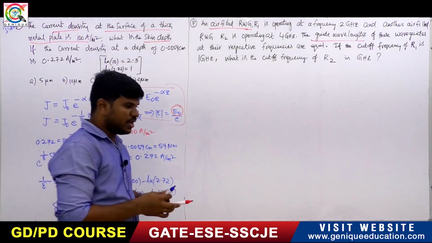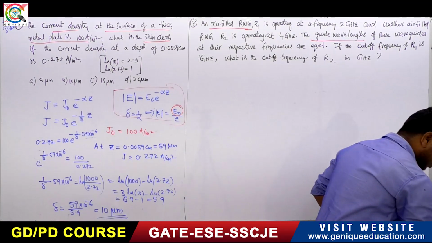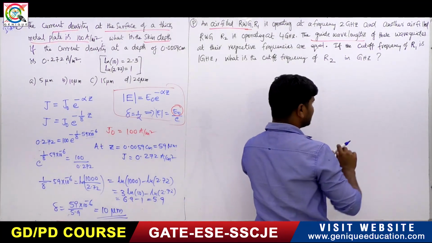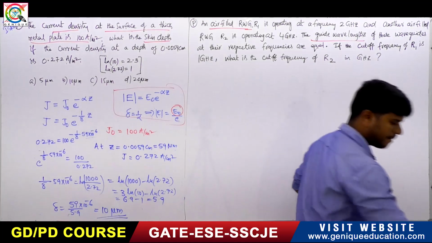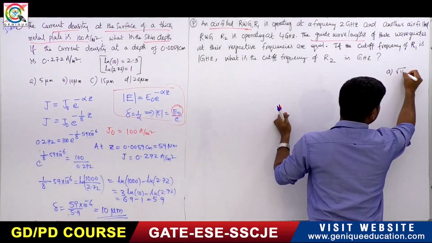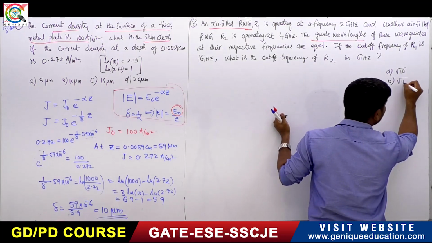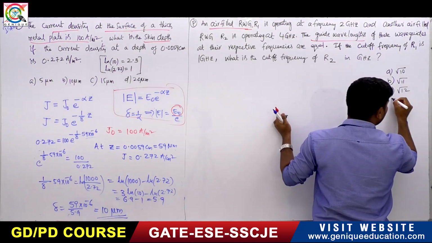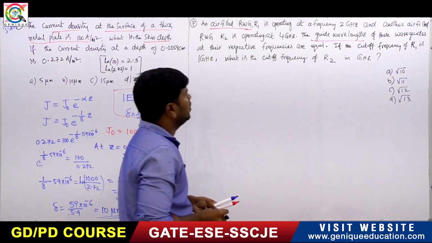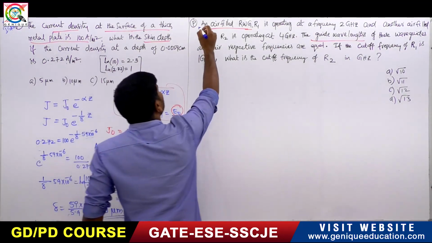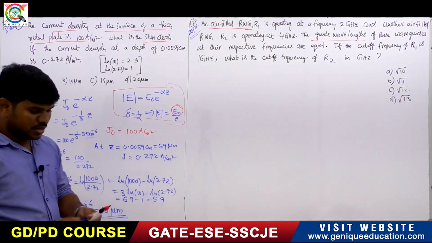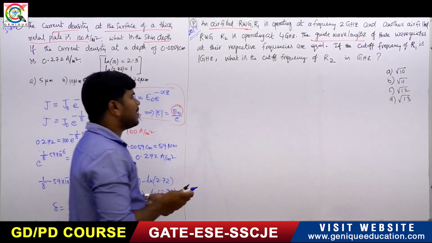now what is the cutoff frequency of R2 in gigahertz? Here the options given are: option A root 10, option B root 11, option C root 12, option D root 13. So these are the options given like this. It was also asked in the 2017 ISRO examination.